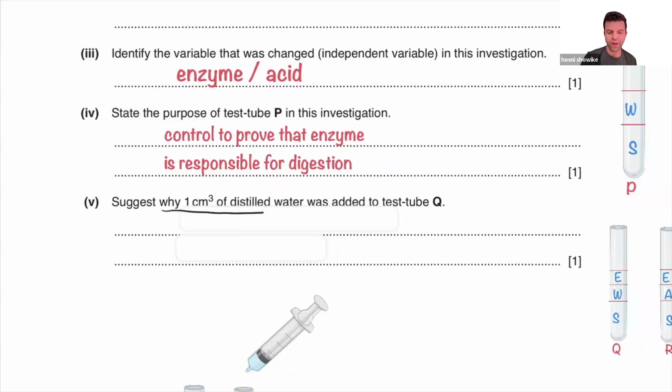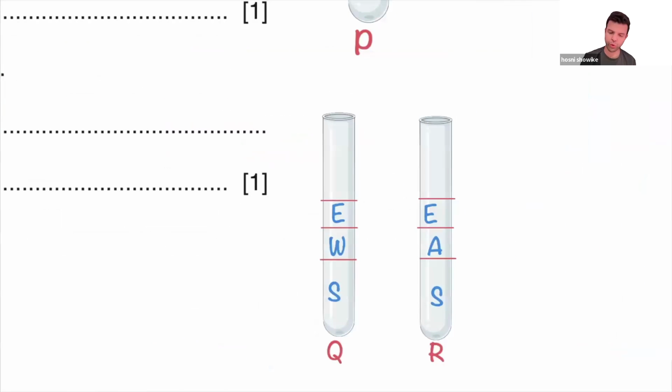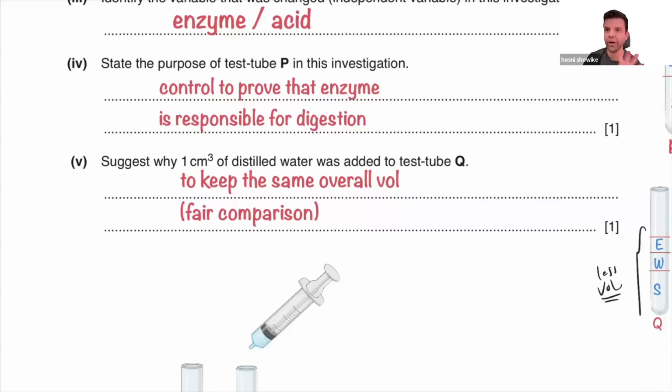Next, why was 1 cm cubed of water added to test tube Q? Why did we include water in this experiment? If I didn't add water, I would have had less volume here, right? And then it wouldn't be a fair experiment, right? It wouldn't be fair because one test tube would have less volume than the other two, right? So it's meant to make all the sets the same, for a fair comparison.